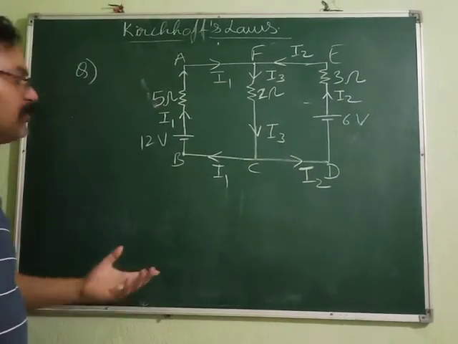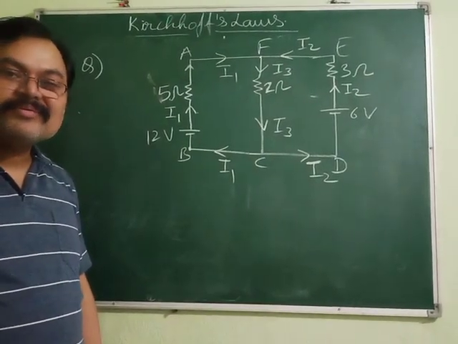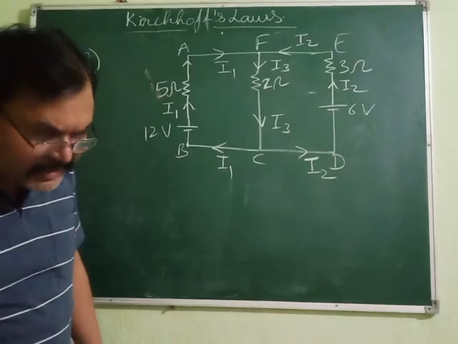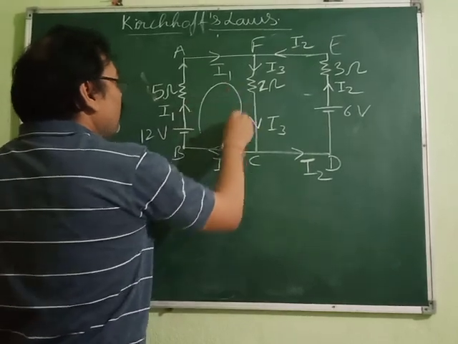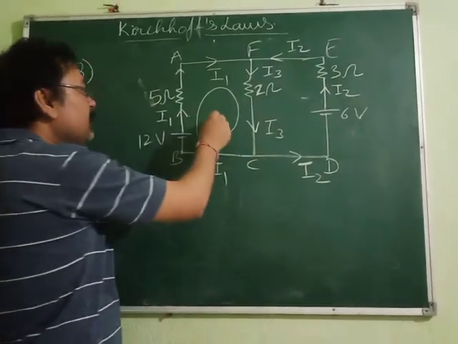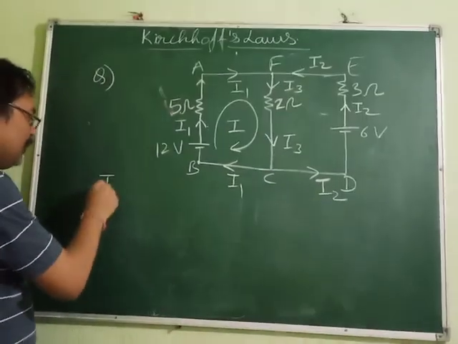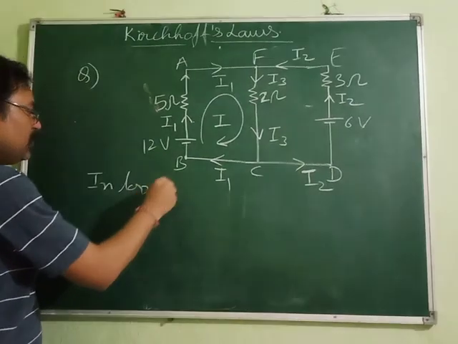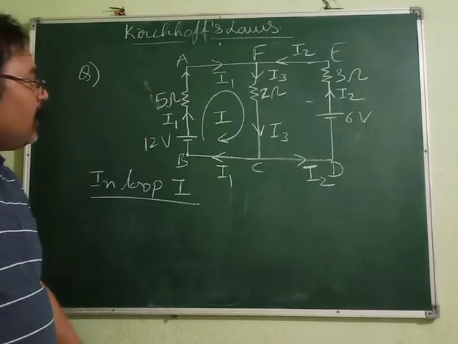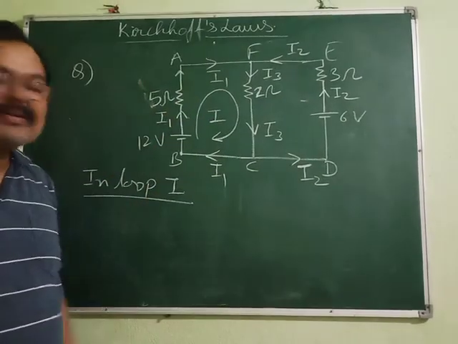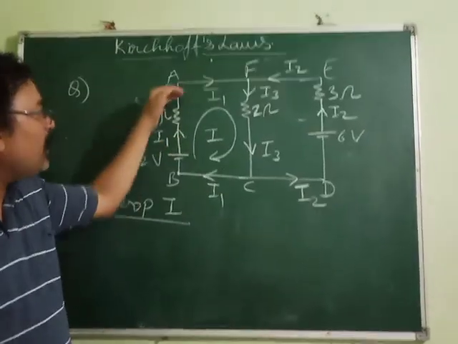So which way do you want to move in the loop, clockwise or anti-clockwise? Oh, clockwise. Very nice. So you want to move in a clockwise way. This is the clockwise way. Let us mark this loop 1. While moving clockwise, let us first take the resistors. Here is the first resistance. When you are moving like this, you are going like this and then coming like this.